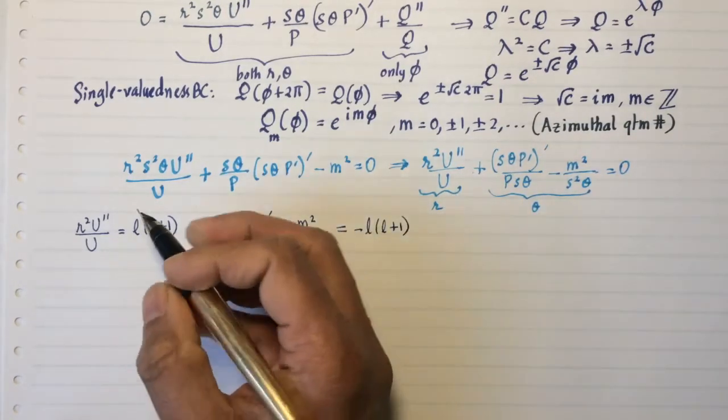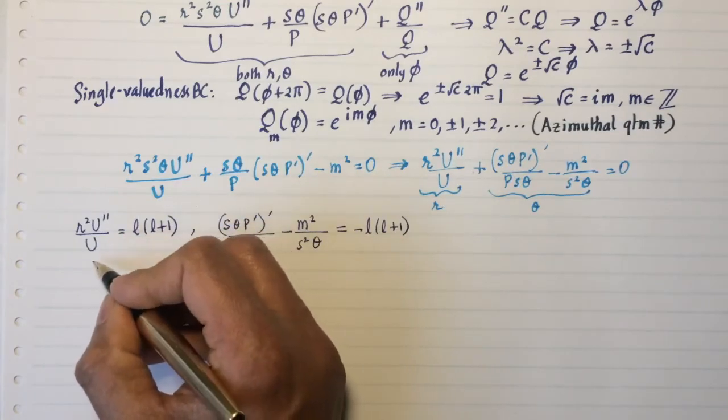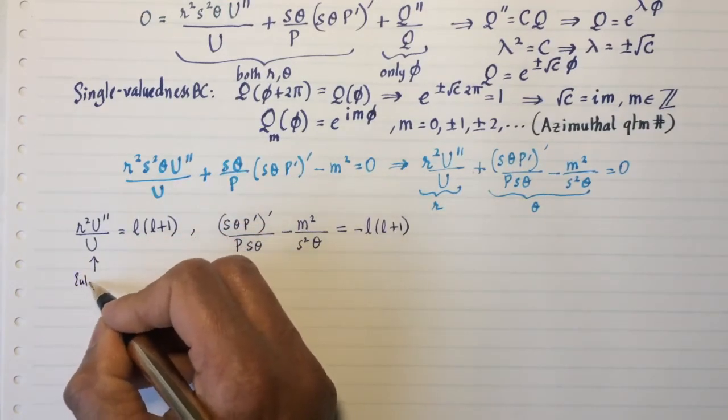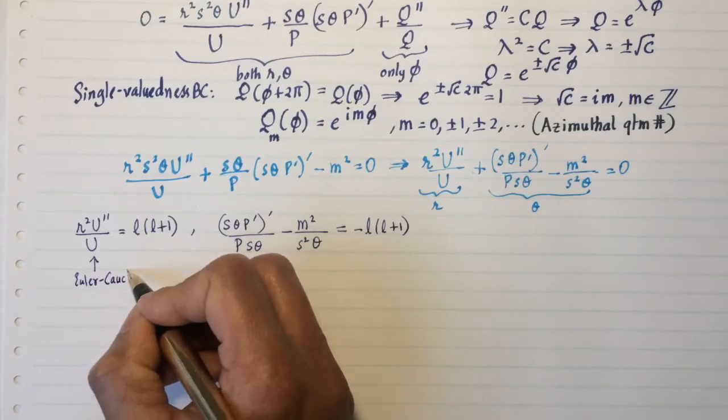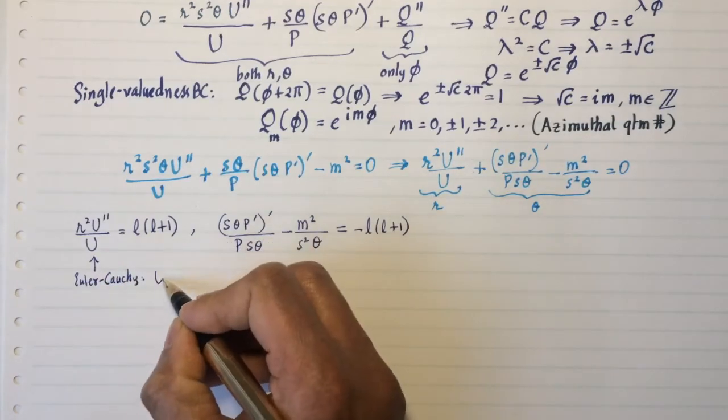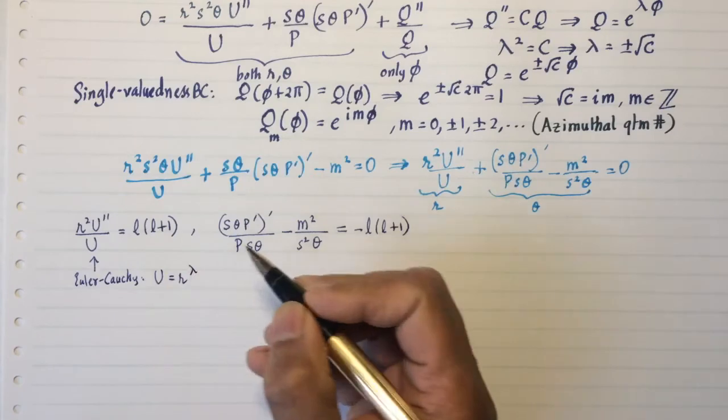Now this is not very difficult to solve. You can use what's called the Euler-Cauchy ansatz. And the Euler-Cauchy ansatz says that u must be equal to r to the power lambda.